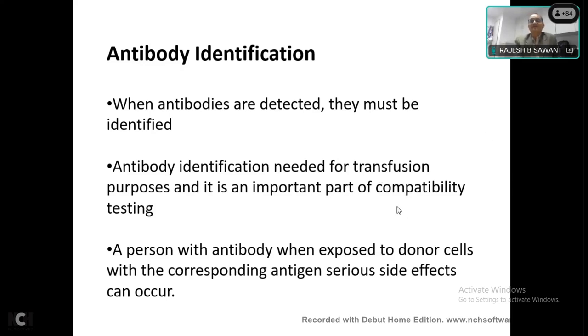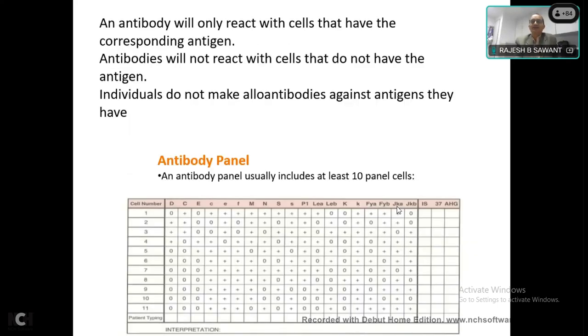And when they are detected, that is just the first step. So you need to now identify what specificity this antibody is against, right? And therefore you will need a larger panel of cells. So we generally have a 10 or an 11 cell panel against which now we test the sample of the patient and try to find out whether there is an autoantibody or an alloantibody with any particular specificity. So that is known as antibody identification.